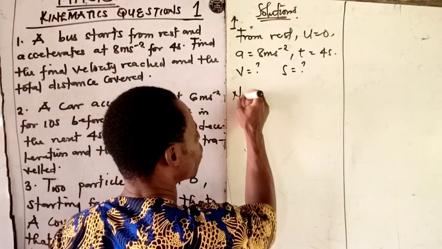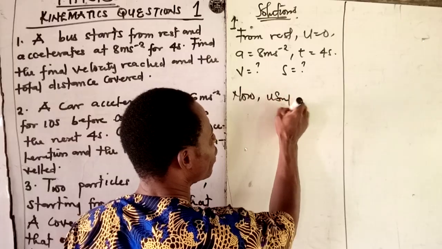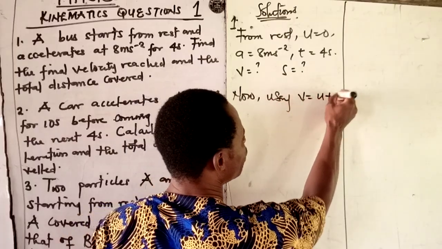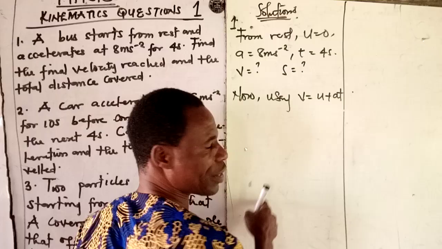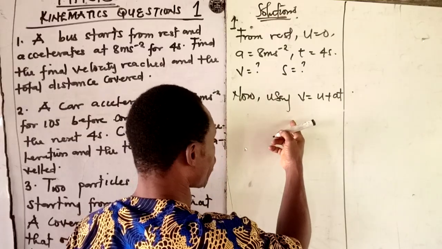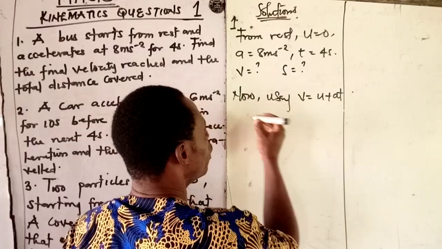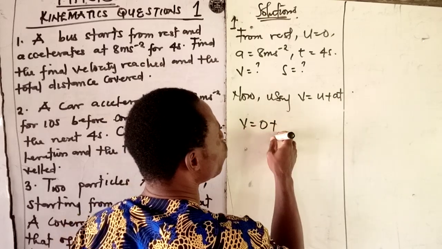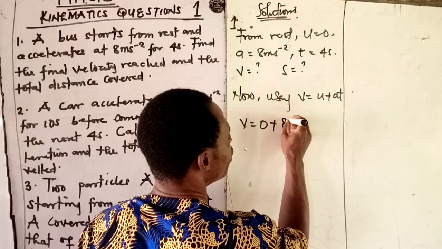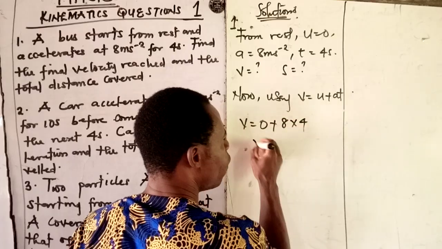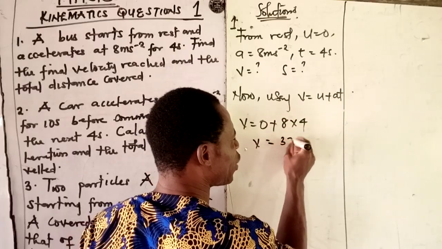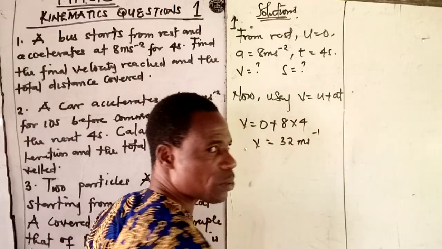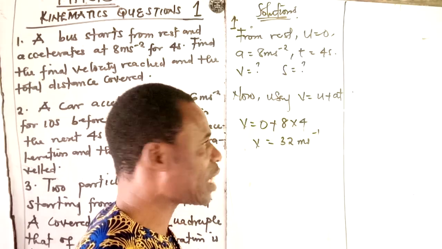Now, using V is equal to U plus AT to find your V first. Your V is equal to U, which is 0, plus acceleration 8 times T, which is 4. V is equal to 32 meters per second.